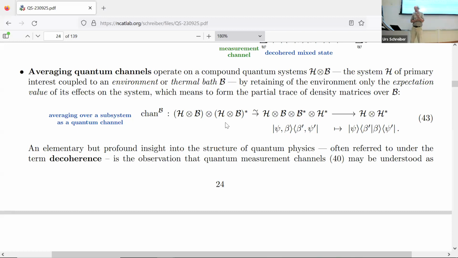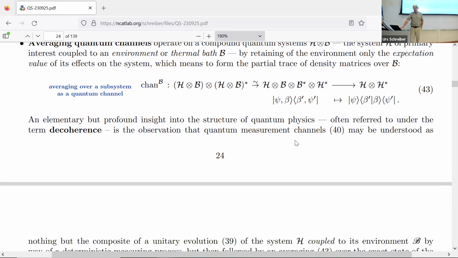And so, by a little reflection, one sees that this averaging process is given by forming the partial trace over this bath system. So I just wrote it here like so. Maybe I should have spelled this out a bit more. So you say you have this state and this coupled system. I'm just writing a pure tensor here. So on some pure tensor psi beta prime psi, it just evaluates these betas on each other, which is the same thing as taking the trace over this B factor here.